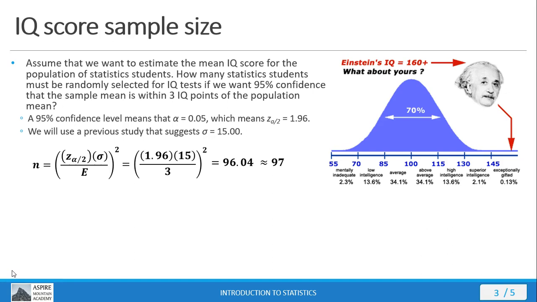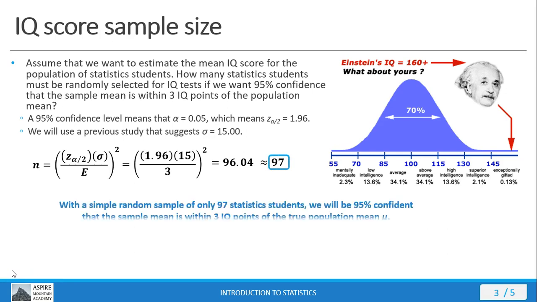So our minimum sample size for us to construct our 95% confidence interval on the sample mean is going to be 97. However, with a simple random sample of only 97 statistics students, we're going to be 95% confident the sample mean is within 3 IQ points of the true population mean mu.